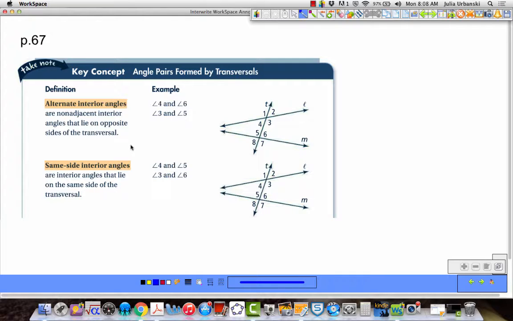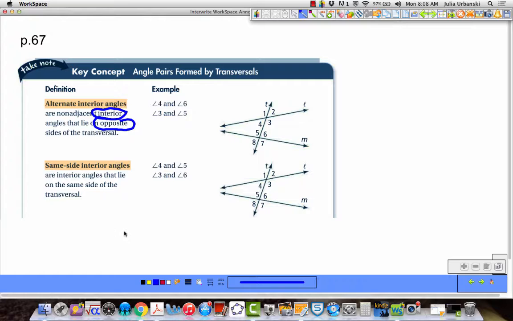I'll help you out with this one. Non-adjacent interior. So that means we're going to find angles that are in the inside of somewhere. And what's the next keyword? Opposite, yep. So in our case over here, alternate interiors are angles that are on the inside in between these two lines, but they're on opposite sides. So it's like 4 and 6, or it's like 3 and 5.